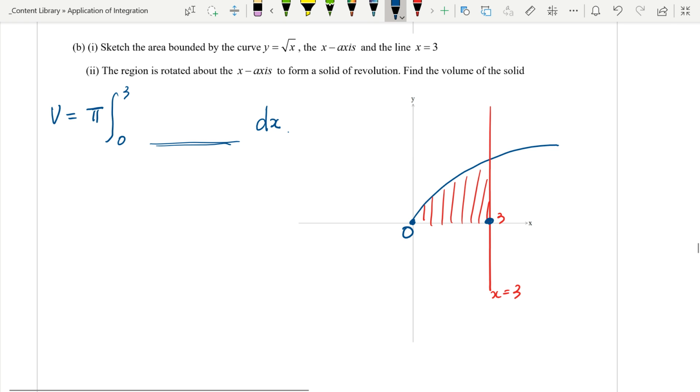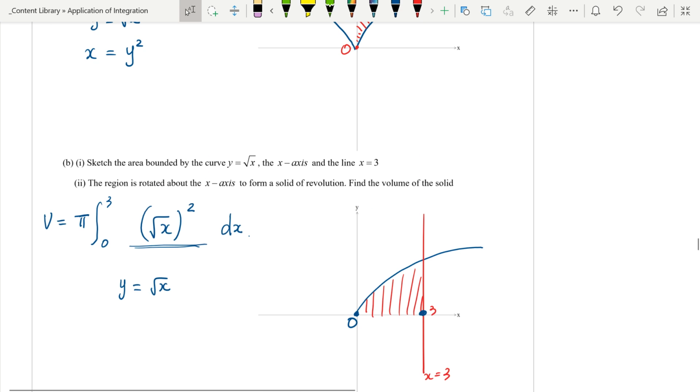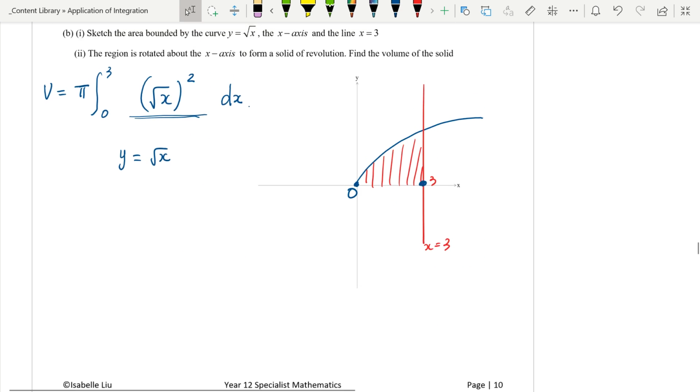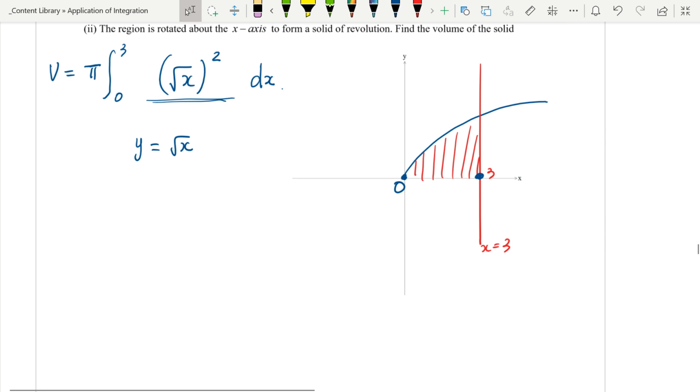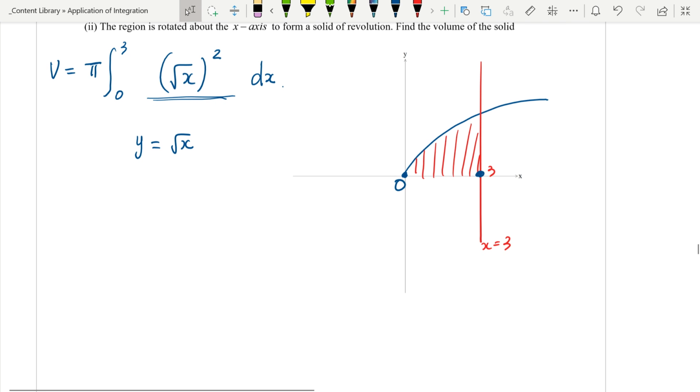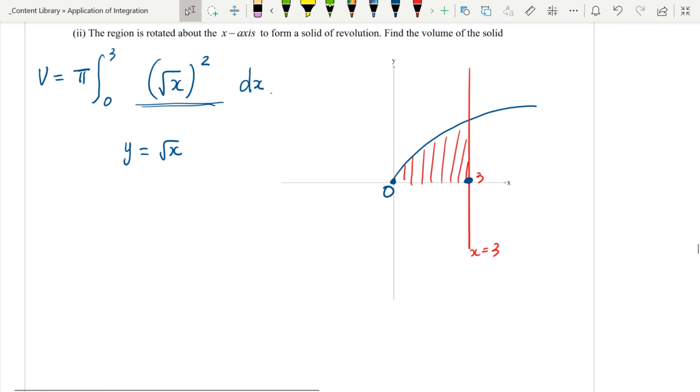I need an equation in terms of x. So this equation is in terms of x, which is good. And I'll square that equation. So it's root x squared. Alright, I'm not going to evaluate that. So that's just antidifferentiation of x, which is easy.